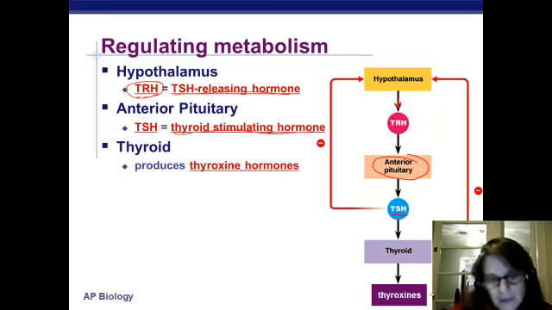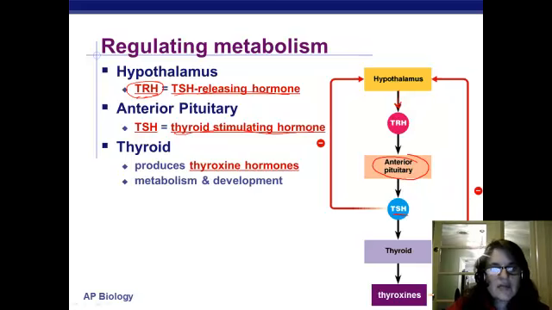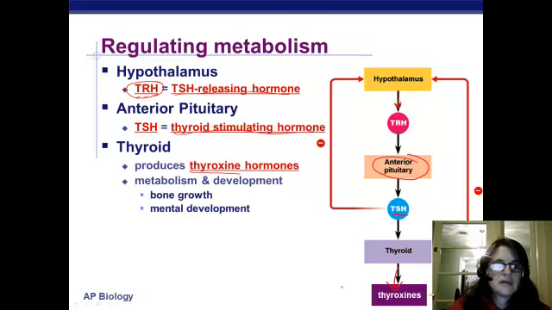What does the thyroid need to do? Well, the thyroid produces, when it is stimulated, thyroxine hormones, right there. Okay, so the thyroid is going to produce thyroxines, which help to stimulate metabolism and development. They do that by stimulating bone growth, mental development.